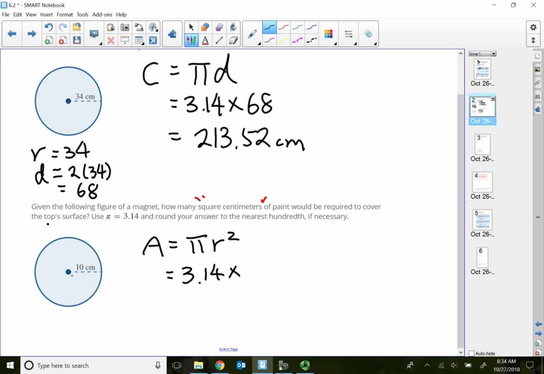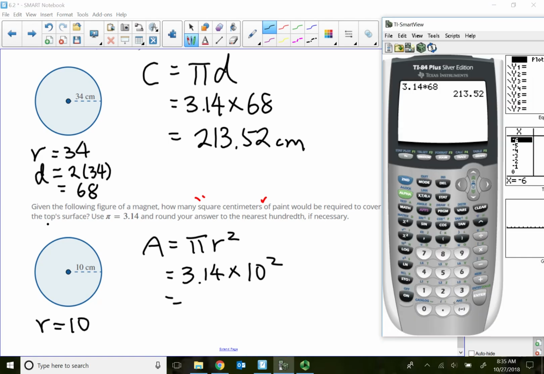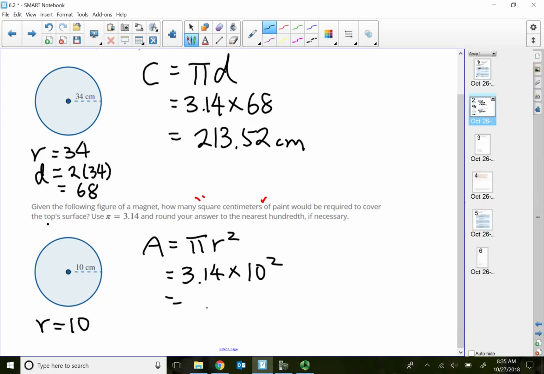Here, from the center of the circle to any point on the circle, that will be the radius. So my radius is 10 centimeters, and that's what I need for my formula. So 3.14 times 10 squared. For the exponent, use the caret key, which raises it to the second power. So that will be 314 square centimeters.